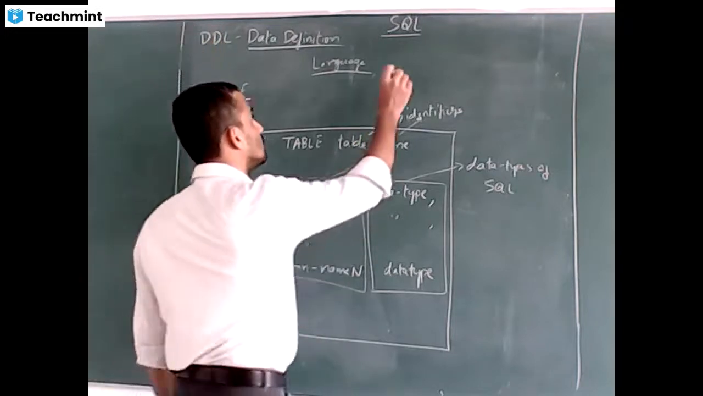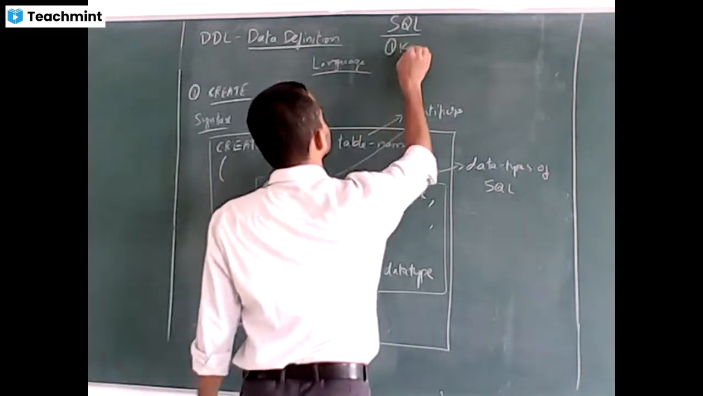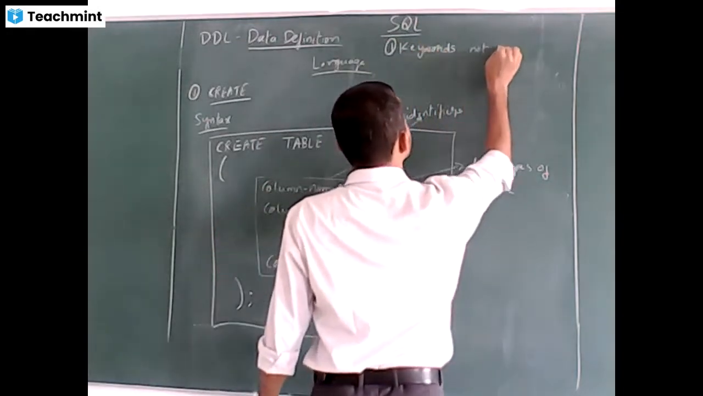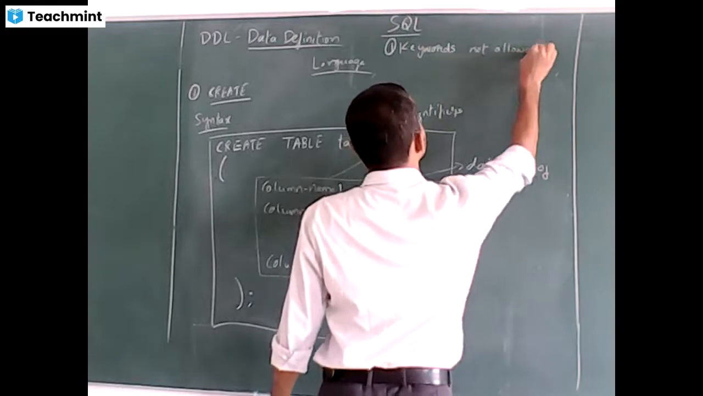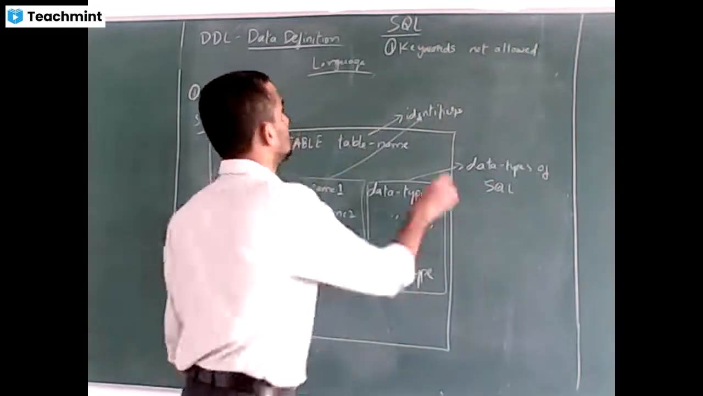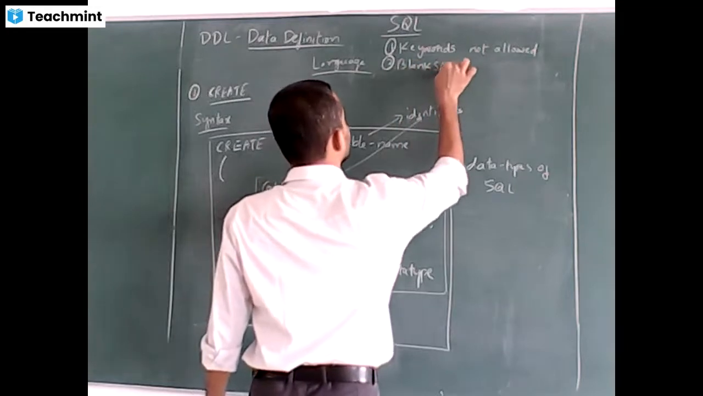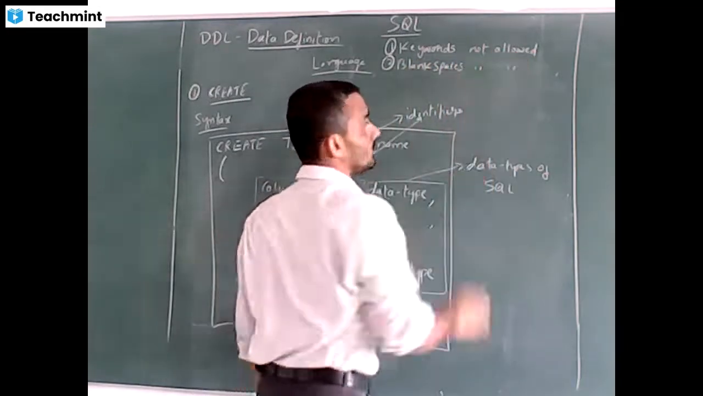You have to remember the rules. Keywords should not be named, that means keywords are not allowed when you are giving an identifier. Then blank spaces are not allowed. So when you are giving identifiers, blank spaces should not be there.